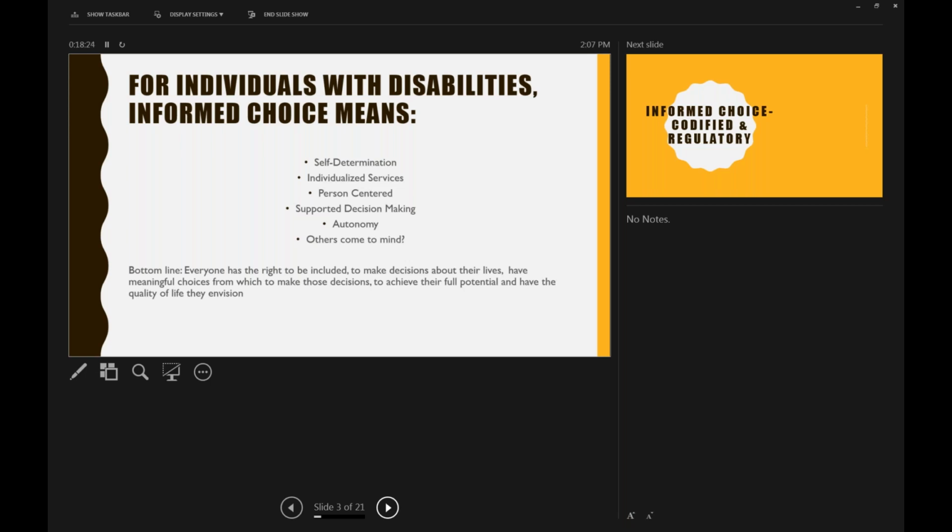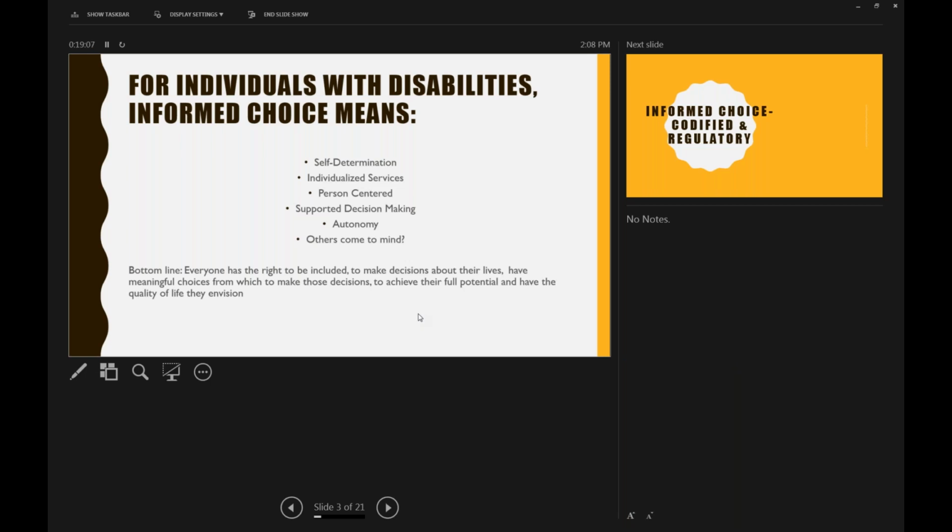Okay, so for individuals with disabilities, informed choice means, and these are terms that we've all heard, self-determination, individualized services, being person-centered, supported decision-making, autonomy. And while we are talking here, use the chat feature or the question box there. What other words come to mind when you think about informed choice as it relates to individuals with disabilities?